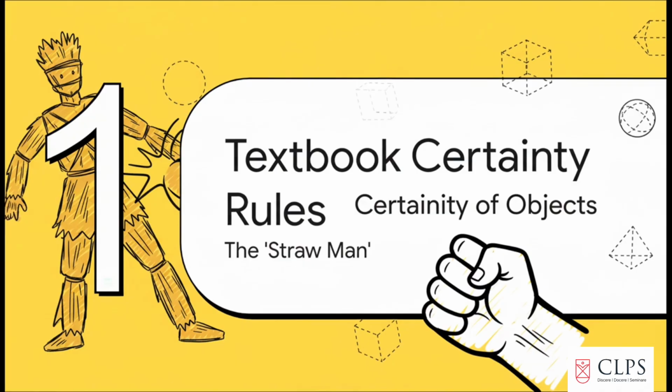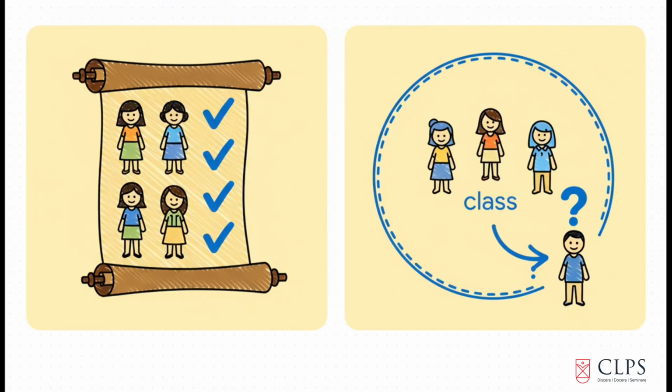Okay, so every great argument needs something to push against, right? An established view that you can challenge. And for us, that's the textbook definition of certainty of objects. Just think of this as the straw man that we're about to go in and completely knock down. Now, have a look at this. It all seems so neat and tidy, doesn't it?